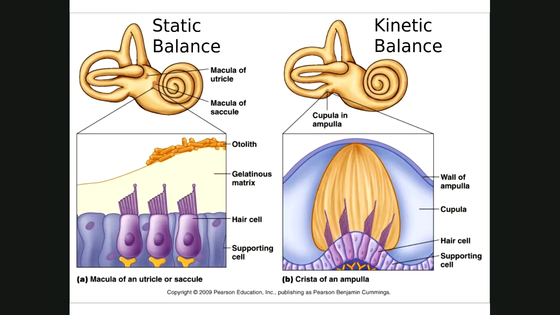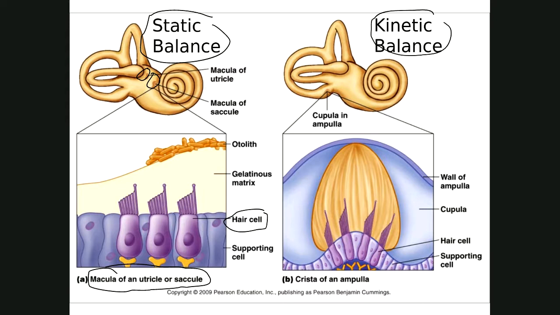So static balance, again, it's just knowing which way is up. Static balance is in the utricle and the saccule, and it uses an organ called the macula. And we'll come back and talk about it some more in a minute. But look, it's got hair cells. Kinetic balance, again, about movement. It's found in the semicircular canals in the ampulla. And that organ is called the crista. And look, it's got hair cells.